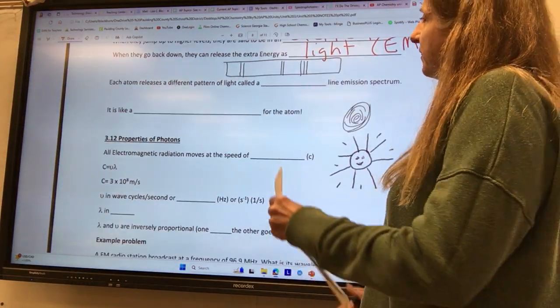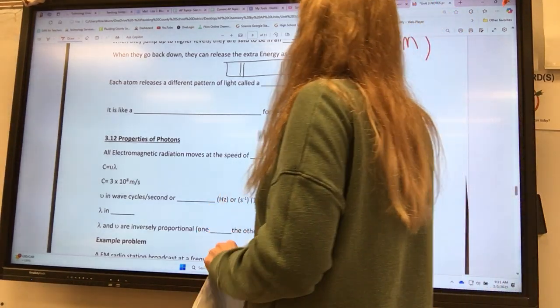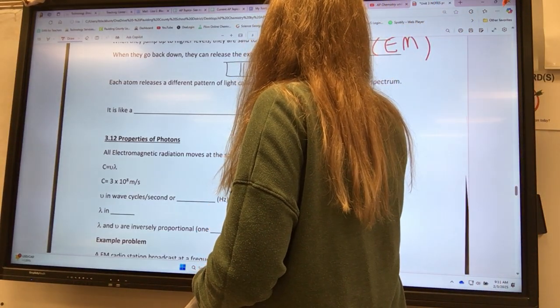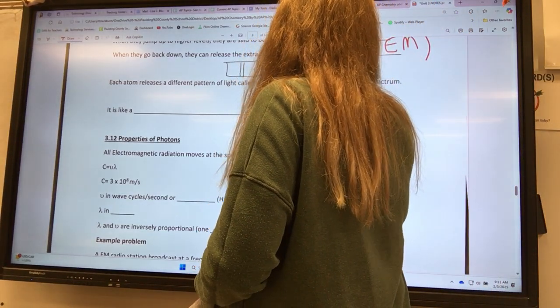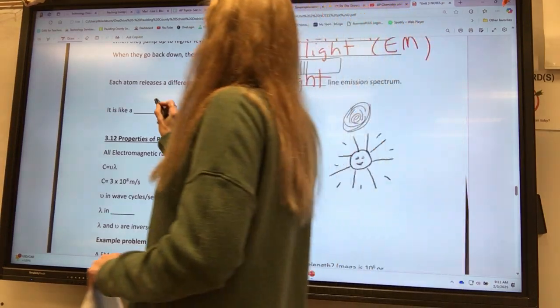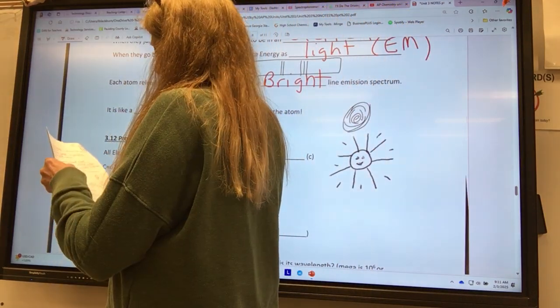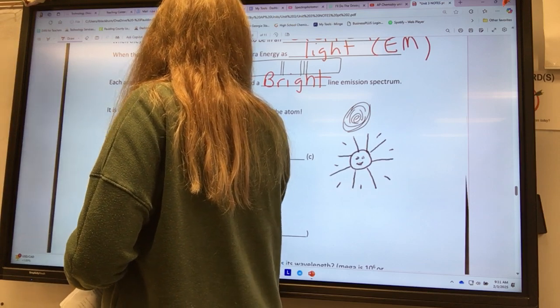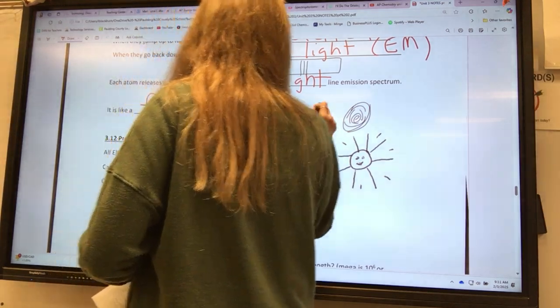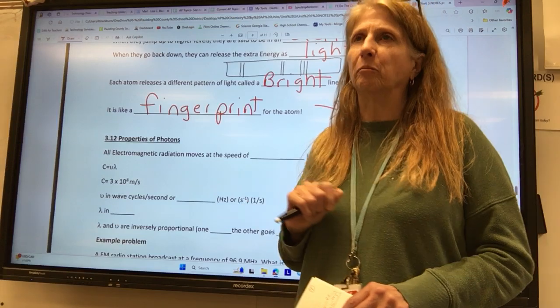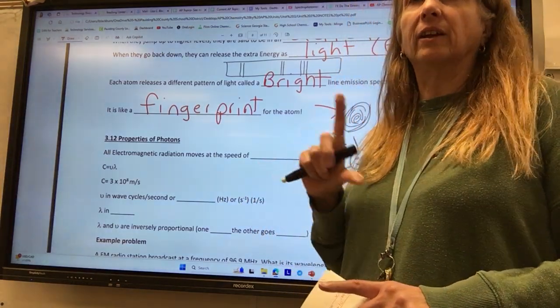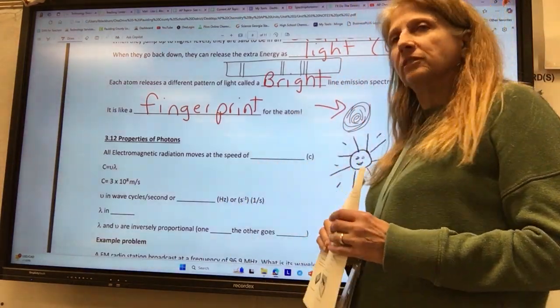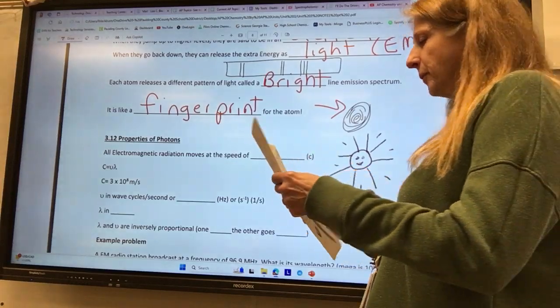Each atom releases a different pattern of light called a bright line emission spectrum. And it's like a fingerprint because each atom is different. Y'all remember all this from honors? I know Miss Gordon's class did it too because I know they did the same labs we do with the light. Okay. Ready to move on to 3.12, properties of photons.